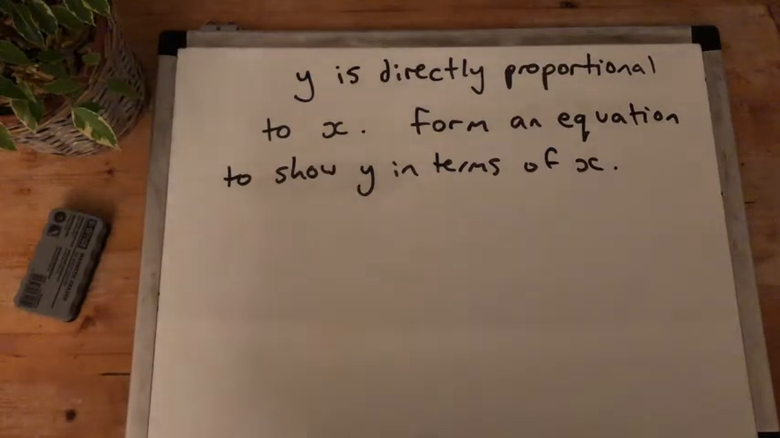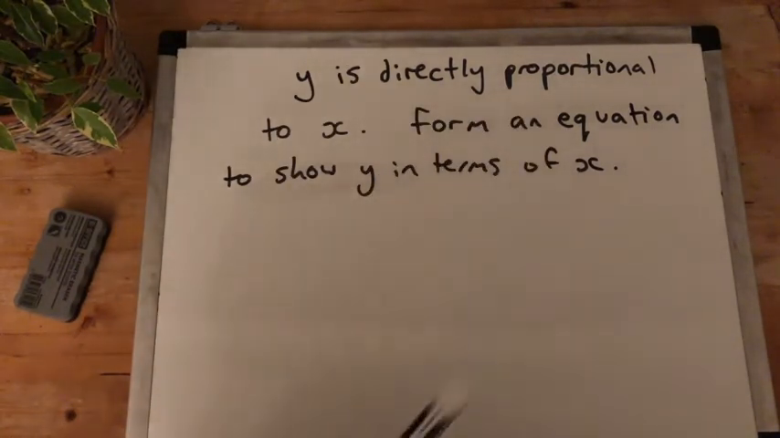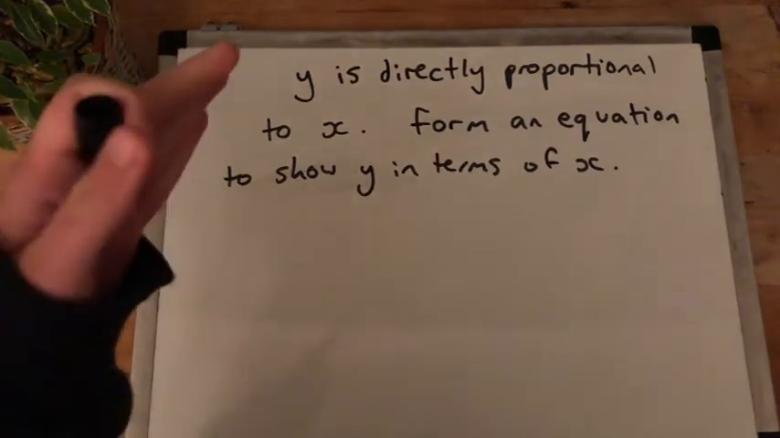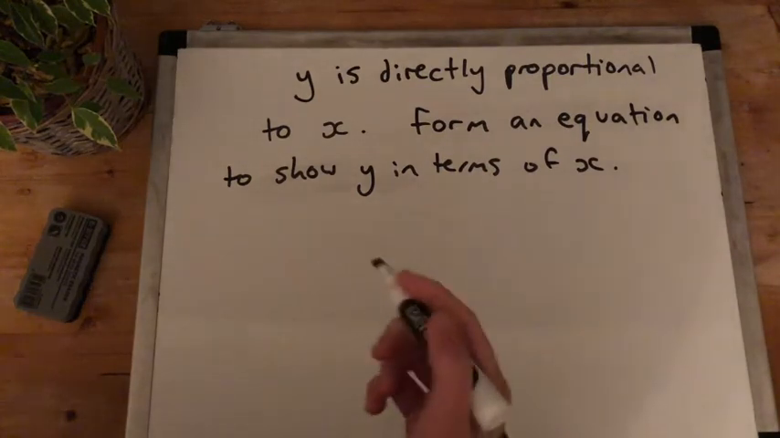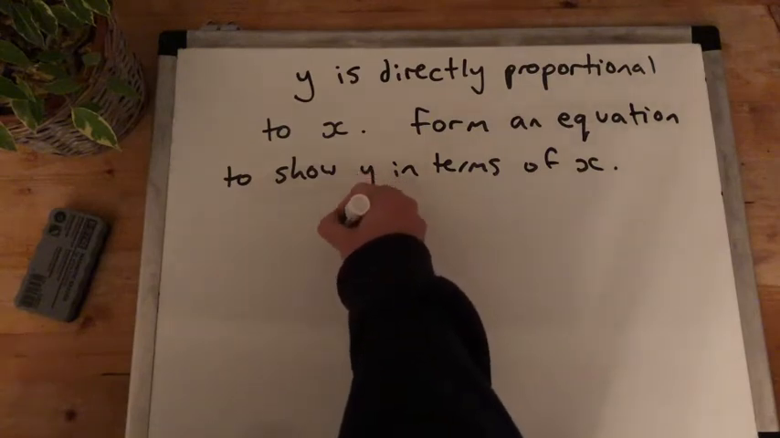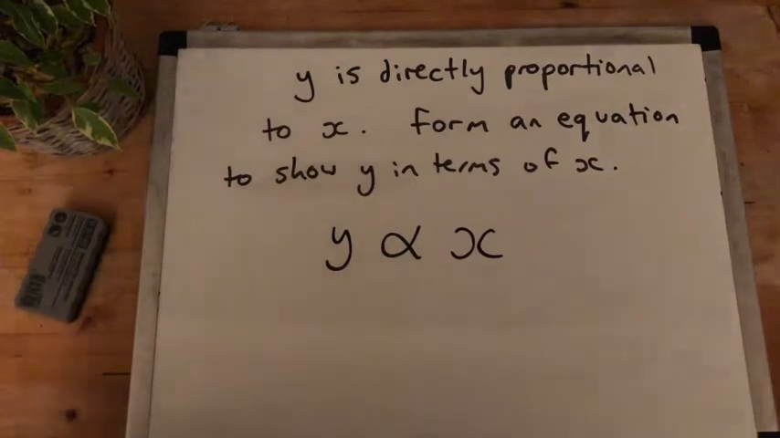The question says y is directly proportional to x. Form an equation to show y in terms of x. The first step always is to rewrite the first line. Y is directly proportional to x. We need to write out y is directly proportional to x. So to do that we do this. Y is directly proportional to x.